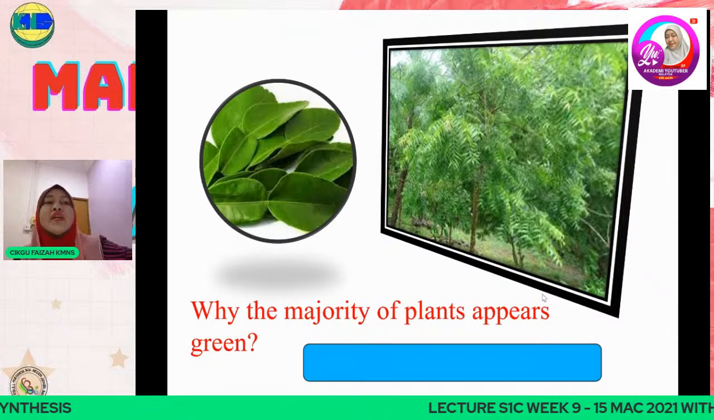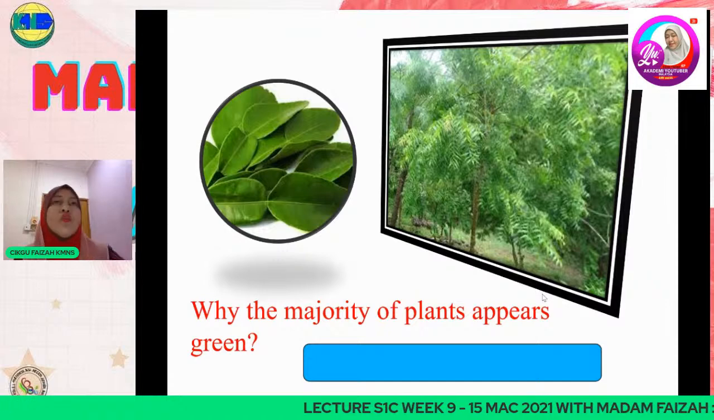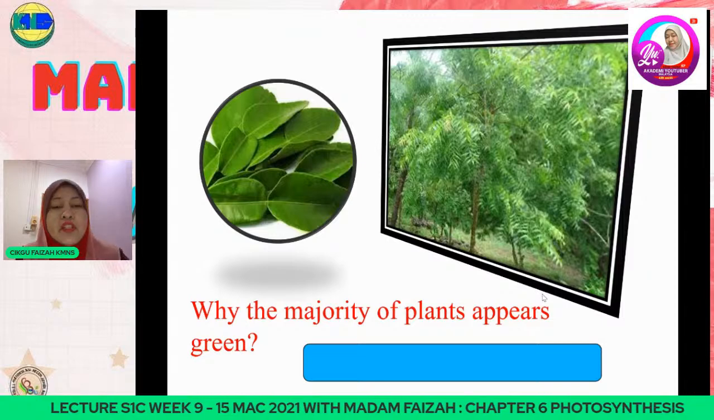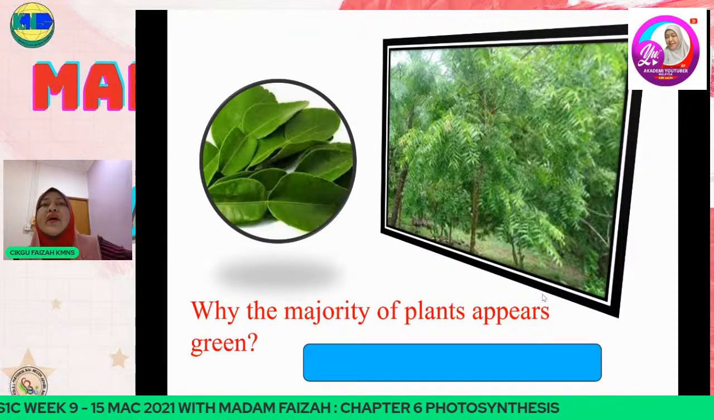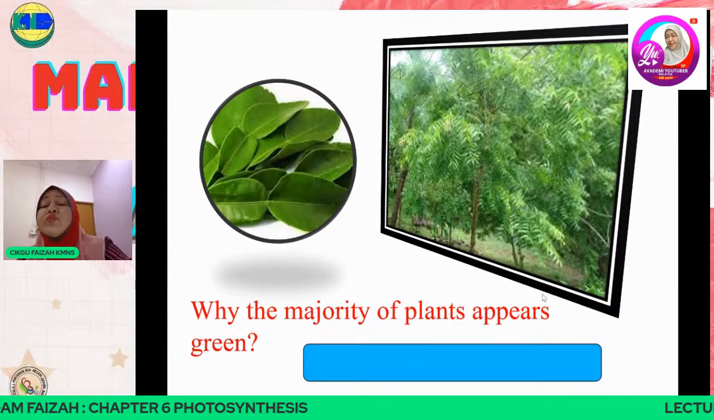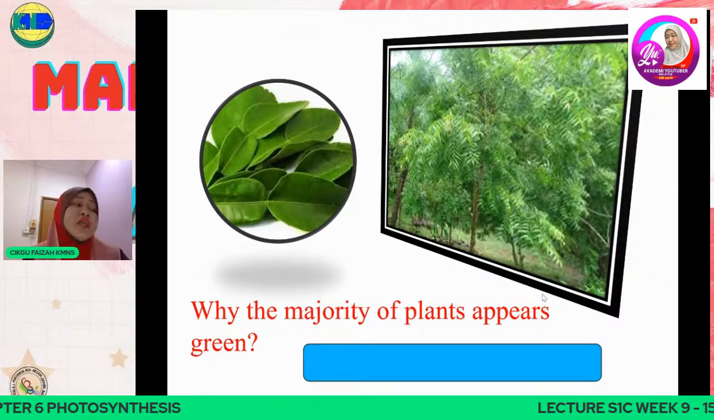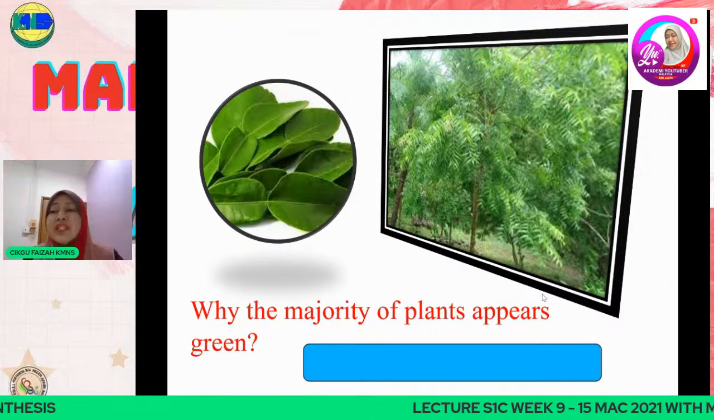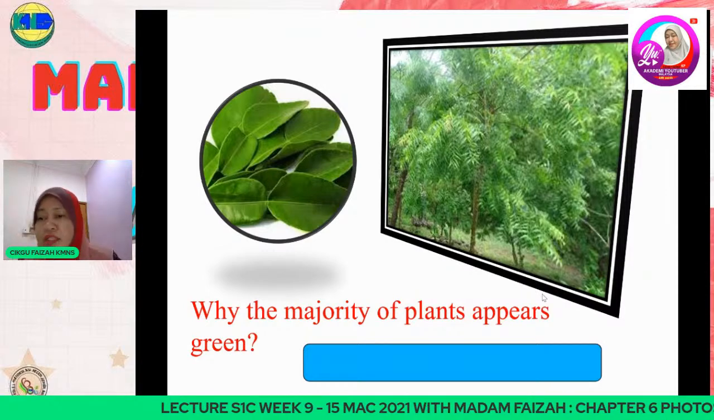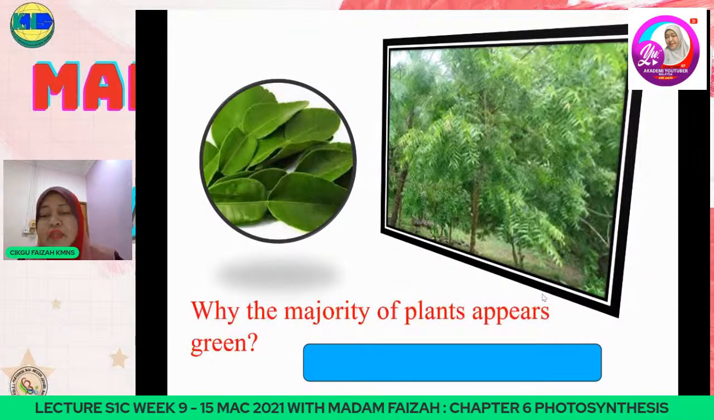Kamu actually have since your lower form, secondary form, SPM. Now matriculation, pre-university, again you meet the same pigment. You keep on saying chlorophyll. Do you know how the chlorophyll structure looks like? Okay, Kuan Suncia sebut chlorophyll A and B.